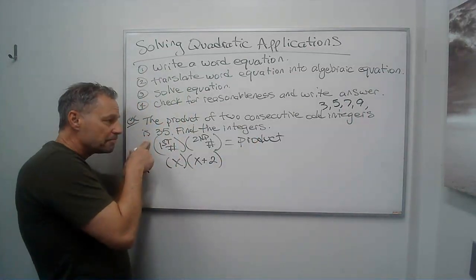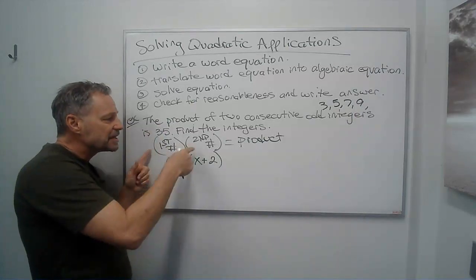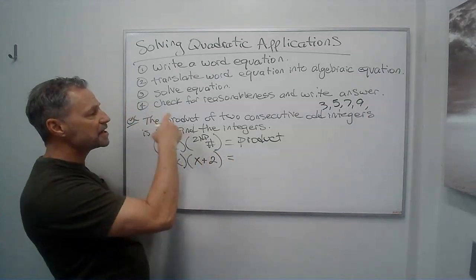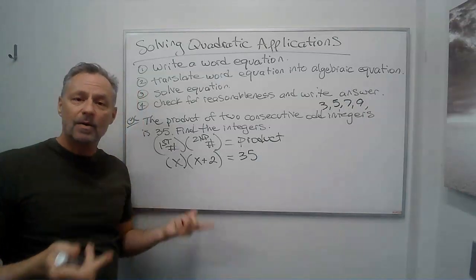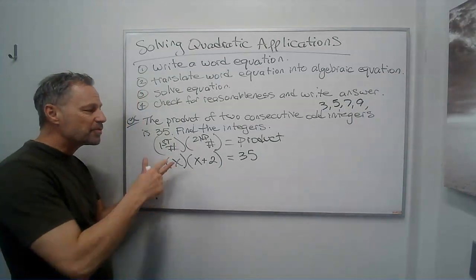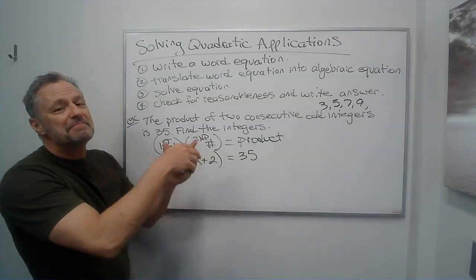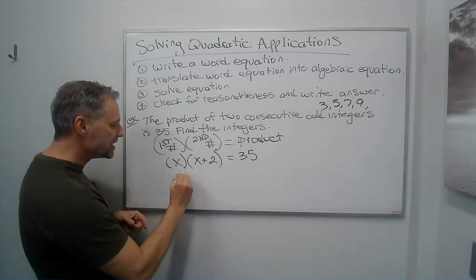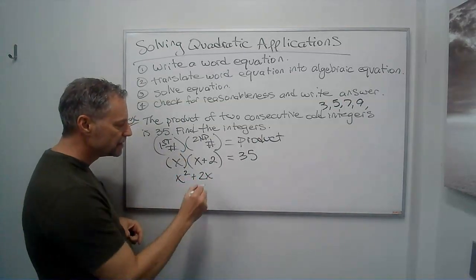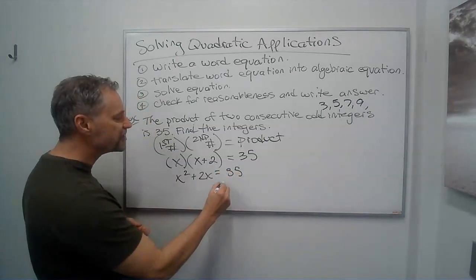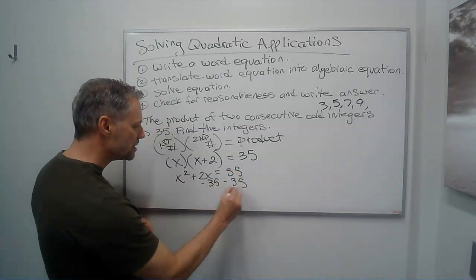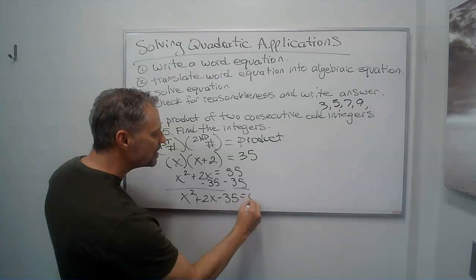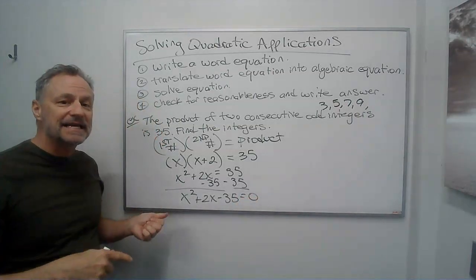Okay, so here's my word equation. First number times the second number is the product. My second equation: x times x plus 2 equals the product, which we said was 35. Now I want to solve that. So I multiply this out. Remember, if two numbers multiply together to 35, it doesn't mean one of them has to be 35. That only works for 0. So I'm going to multiply these out, distribute. I get x squared plus 2x equals 35. I'm going to subtract the 35 to set it equal to 0, and you may have done that all in the same step. x squared plus 2x minus 35 equals 0. All right, there's my equation. That's what I need to solve.